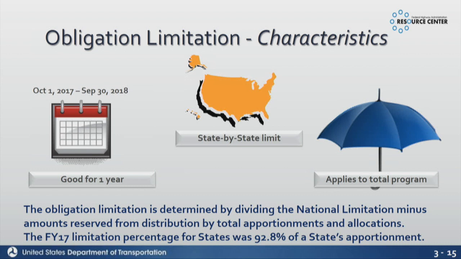So does anybody work with August redistribution? You do? Yeah. So in August, you're typically looking at your obligation rate. You're looking to see what you've got left, what you still need. You're looking at your programs. You might turn back some limitation from your STBG to be able to use it on NHPP, something like that. But it's good for 1 year. In FY17, the limitation percentage for the states was 92.8%. So of your total budget, you can use 92.8% of it.